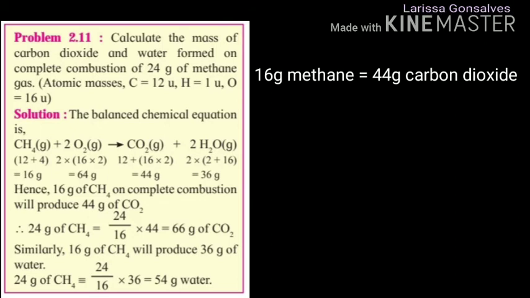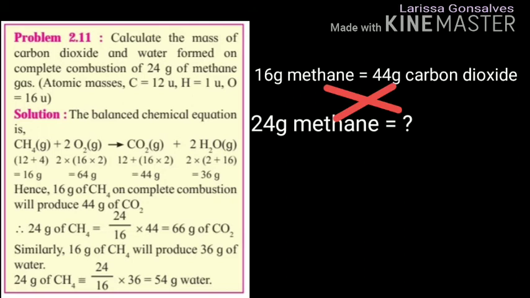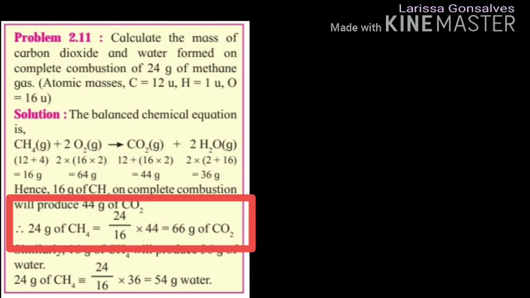However, in the problem, they have asked us to calculate the mass of carbon dioxide and water formed on complete combustion of 24 grams of methane gas. So, if 16 grams of methane produces 44 grams of carbon dioxide, then how much carbon dioxide is produced when 24 grams of methane undergoes combustion? We just have to cross multiply these two values. Hence we get 24 into 44 divided by 16, and the answer is 66 grams of carbon dioxide.